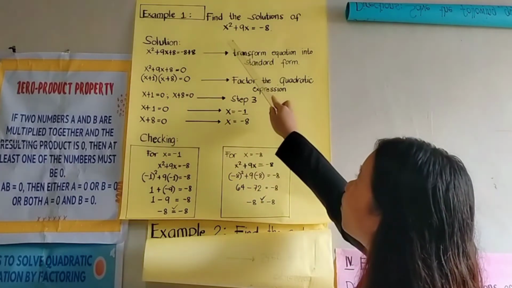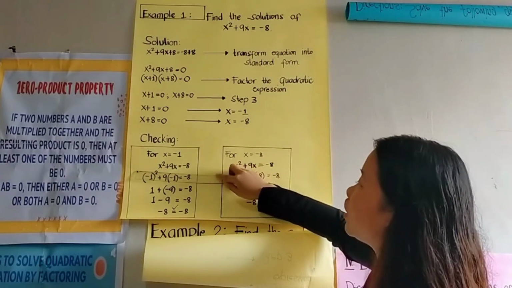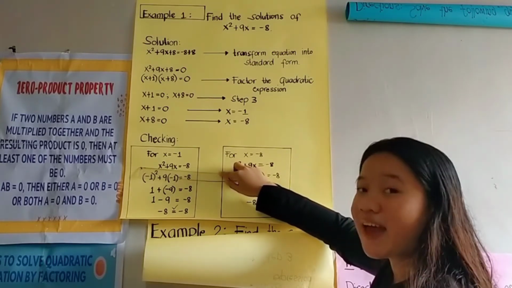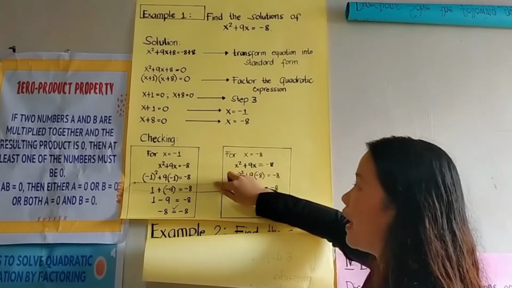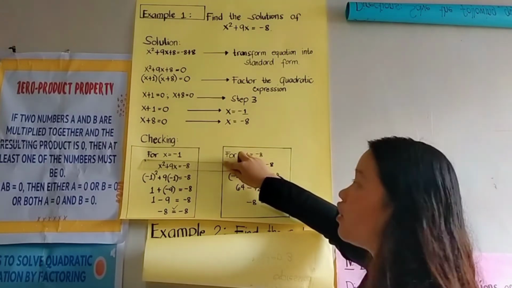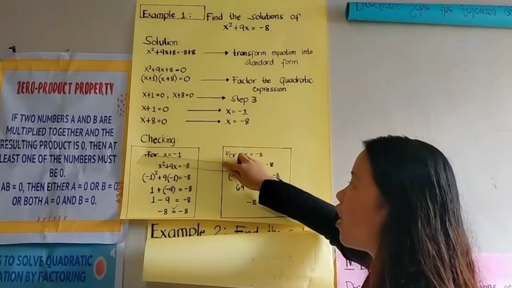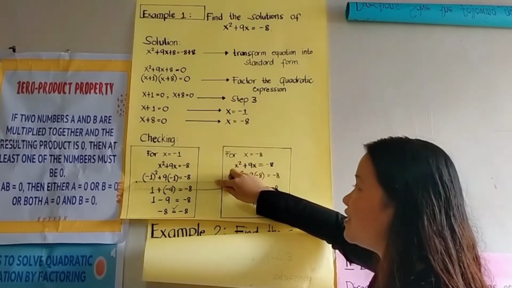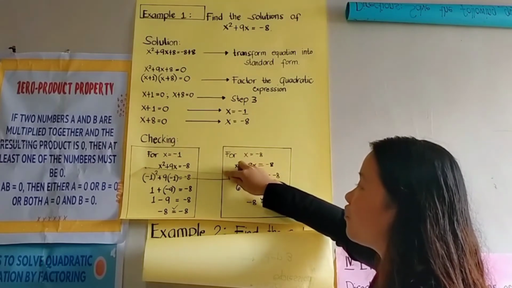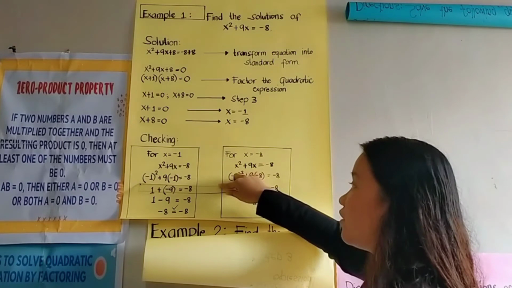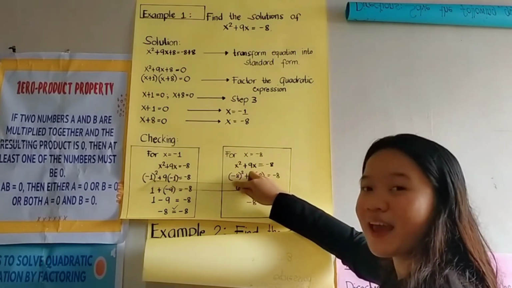Then write our equation, which is x squared plus 9x equals negative 8. Then we need to replace the values of x with our solution. The first solution we have is negative 1. So we can have negative 1 squared plus 9 times the quantity of negative 1 equals negative 8.